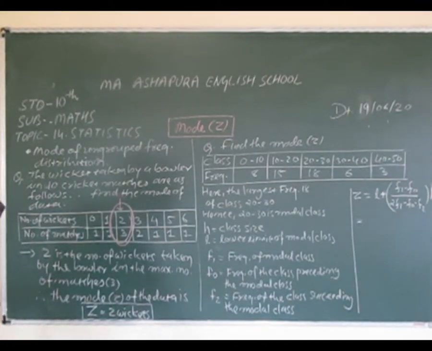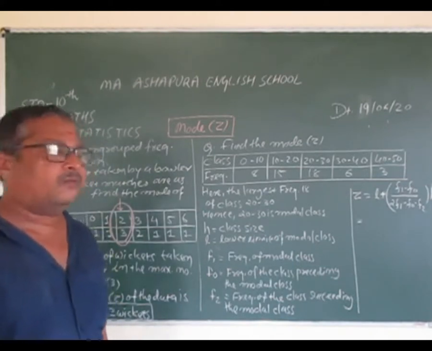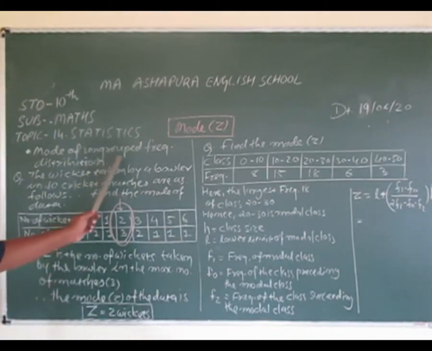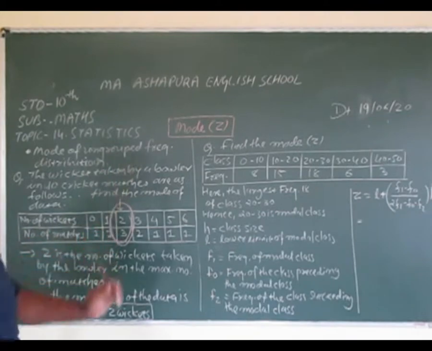So the first question is a very simple question: finding the mode for ungrouped data and how to find Z. I hope you understand it very well and easily. Now we are going to calculate the mode for grouped data or grouped frequency distribution.